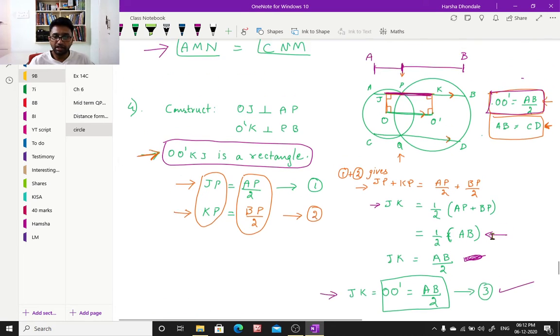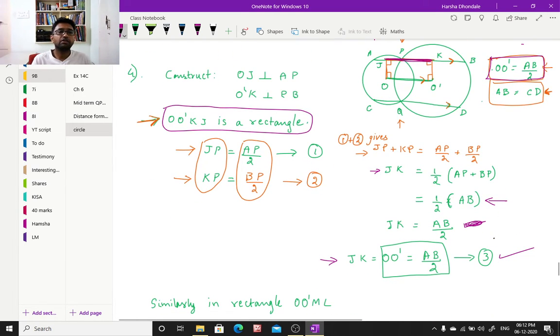Next, similarly, I will draw one more construction here. From O, I will drop one perpendicular. From O dash, I will drop another perpendicular. Let us say they are meeting this at M and this at L. O dash ML is another rectangle I have. Okay, done.